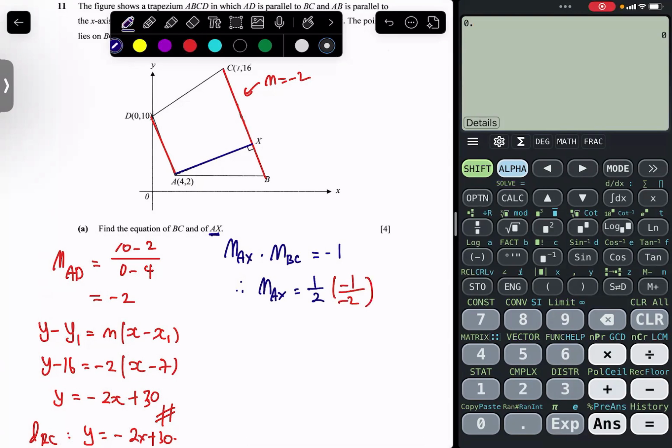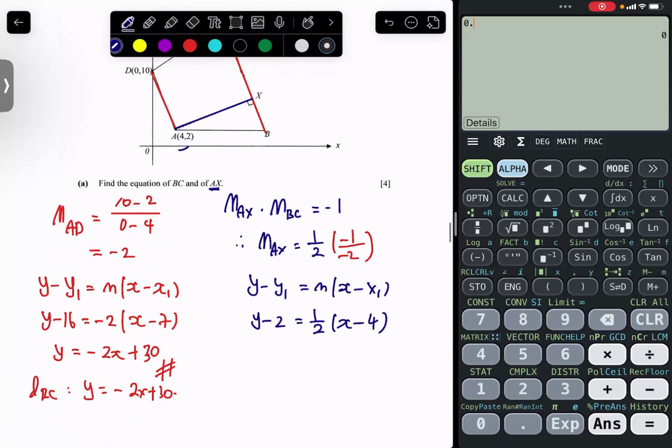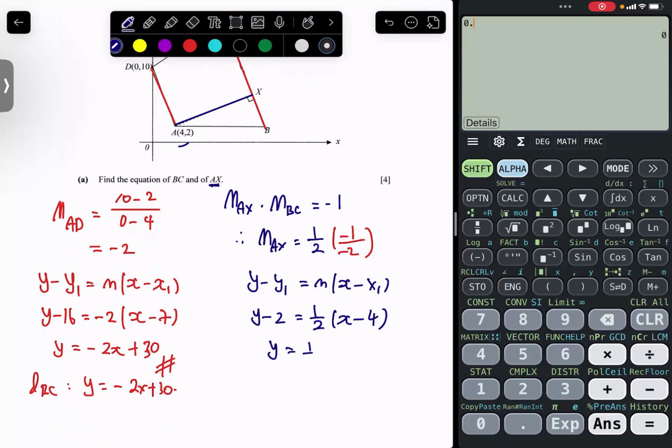And AX passes through the point (4, 2). So again, same equation: y minus y1 equals m times (x minus x1). So y minus 2 equals half times (x minus 4). Then we'll have y equals half x minus 2 plus 2, so it equals half x. Which means that this line will actually pass through the origin, because there's no y-intercept.